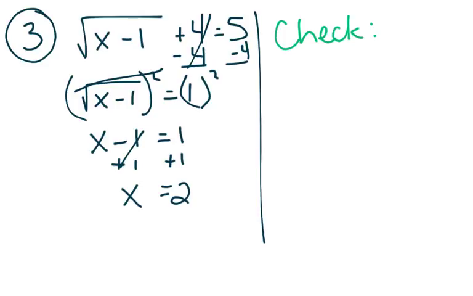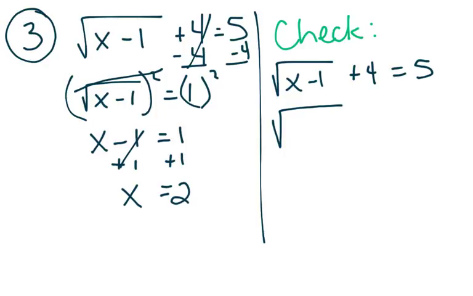Again, we're going back to the original equation: the square root of x minus 1, plus 4 outside, equals 5. So I'm going to plug in everywhere there's an x, I'm going to put a 2.